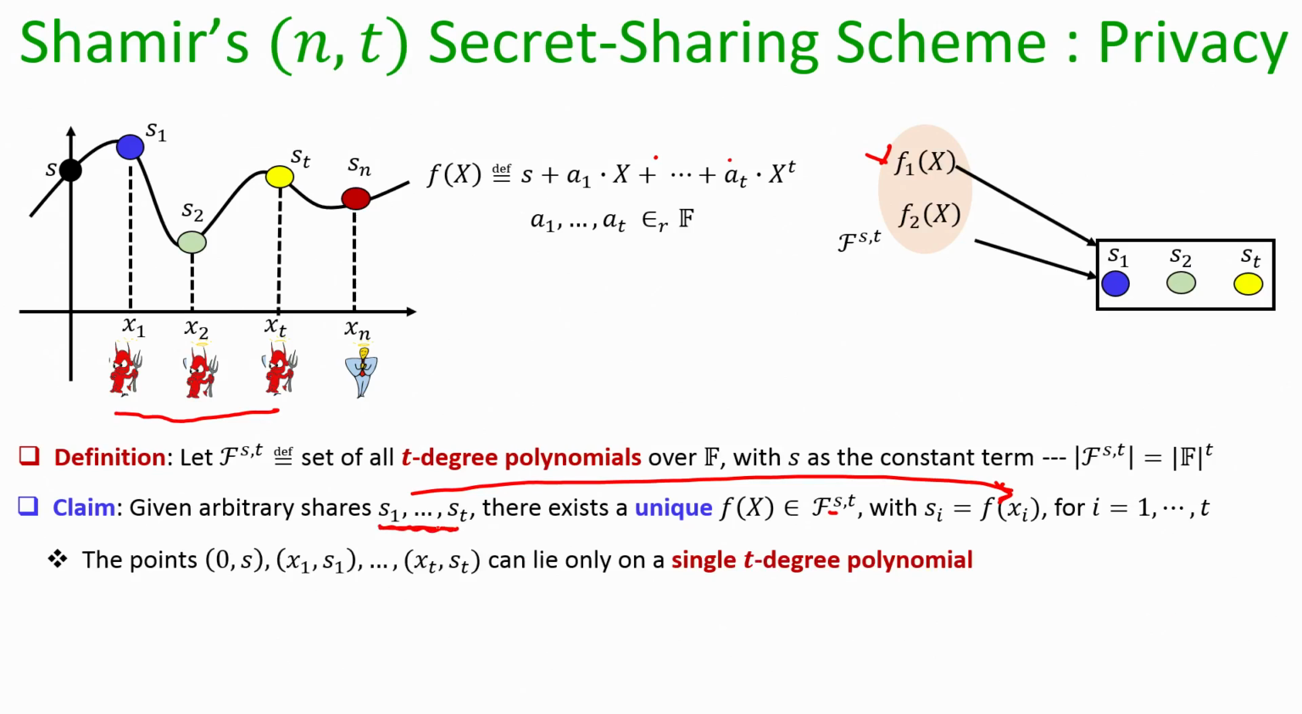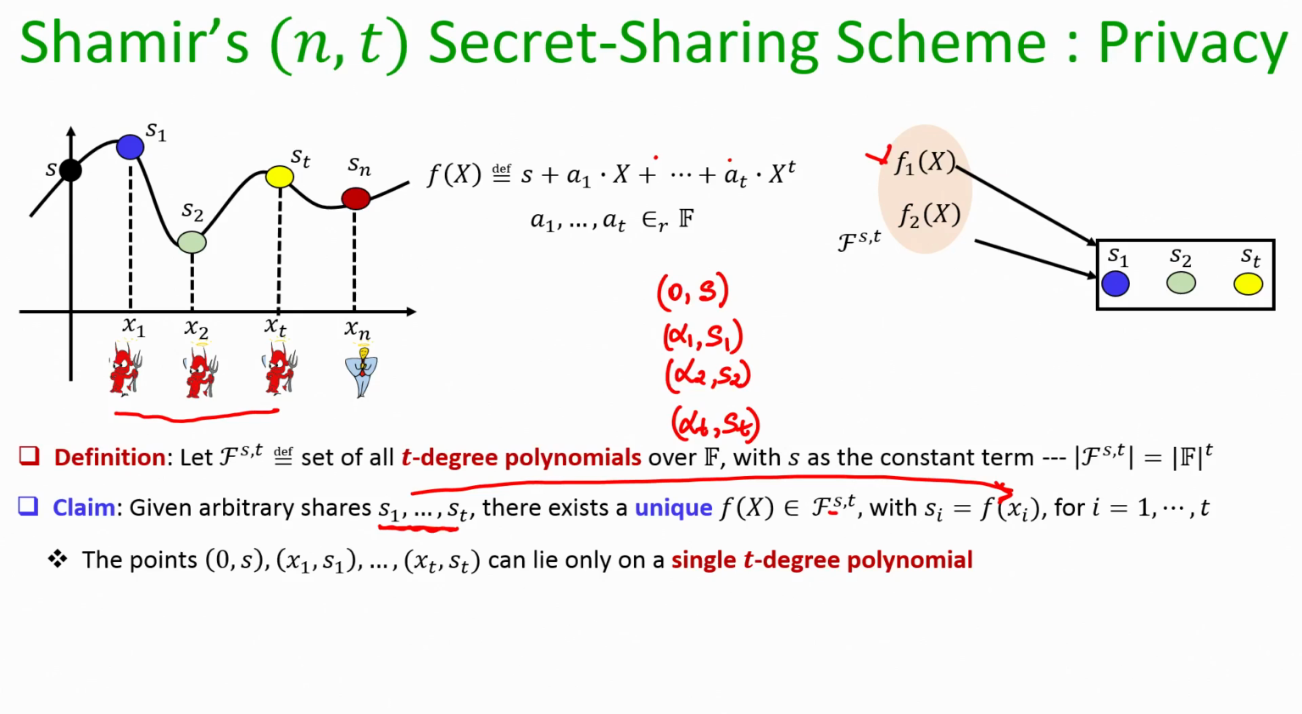in order that S1 to St constitutes the first T shares for the secret S, there should be a T degree polynomial whose value at 0 should be S, whose value at alpha 1 should be S1, whose value at alpha 2 should be S2, and like that whose value at alpha t should be St. And there could be only one such polynomial.